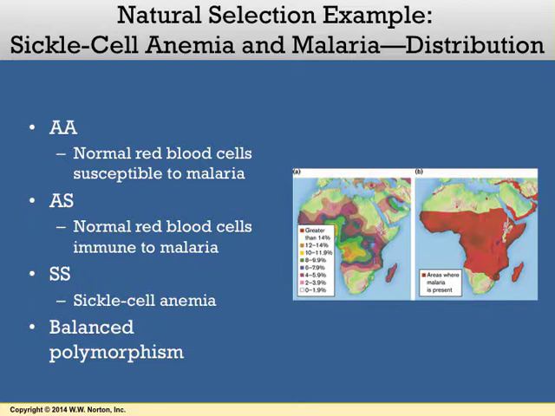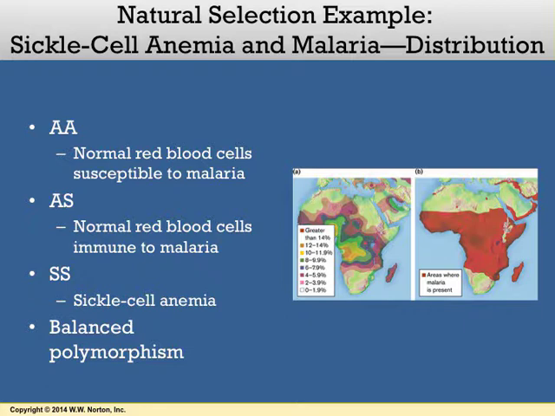Notice in this map how the frequency of the S allele corresponds quite well with the presence of malaria in sub-Saharan Africa. It was a young researcher by the name of Anthony Allison who figured this all out. Individuals with normal red blood cells, AA, were susceptible to malaria. Individuals who were homozygous for the faulty hemoglobin gene, SS, often died of sickle cell anemia, but heterozygous AS people could survive both.